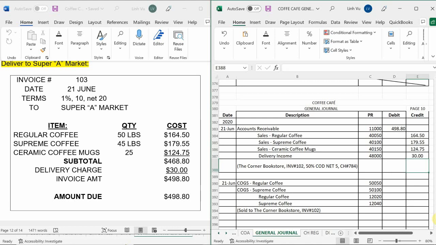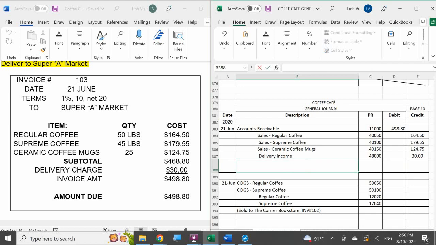Okay. Good. Now, last but not least, I need to clean up my description. So who did I sell to? It's Super A Market. It's invoice 103, and then 1/10, net 20. Good.